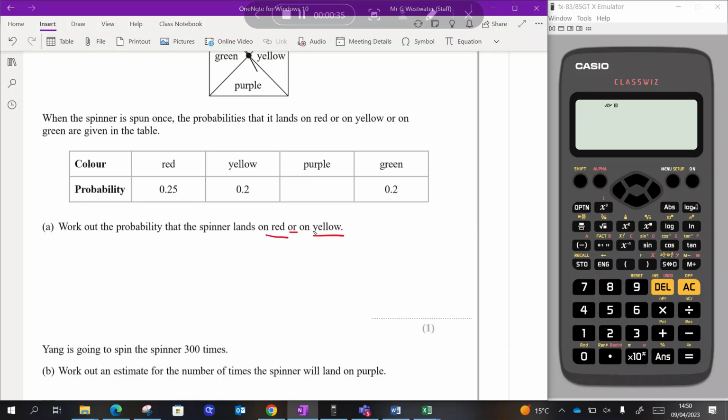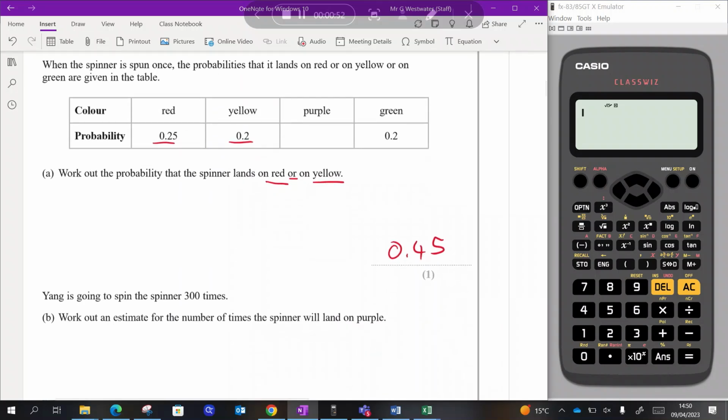Now, the first time I actually read this one, I skipped over this and I missed the red and thought, surely this can't be a question. And actually, marking a few of these, some people did miss the red part of this, but it's either red or yellow. We add those two together for 0.45. And on to part B.